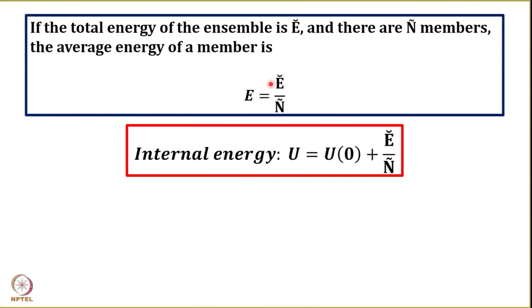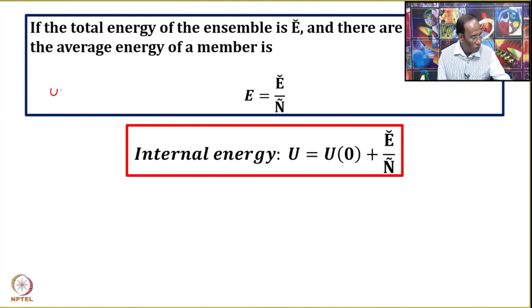Now let us start developing some relations. We have talked about the total energy of the ensemble as this special character E, and the total number of members as this special character N. So obviously, the energy of one system or one member of the ensemble is going to be an average. This is the average energy of one member of the ensemble. It's going to be E divided by N. And we know that U minus U naught is equal to E. U is equal to U naught plus E, that is applying to one member of the ensemble.